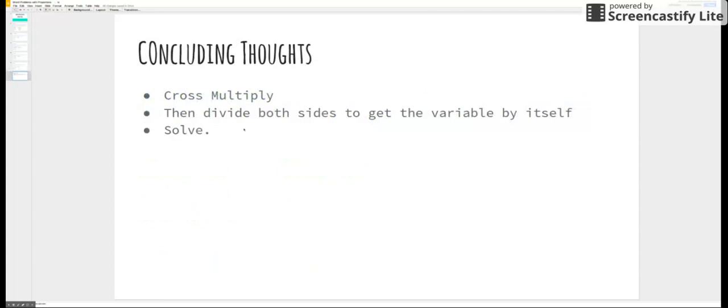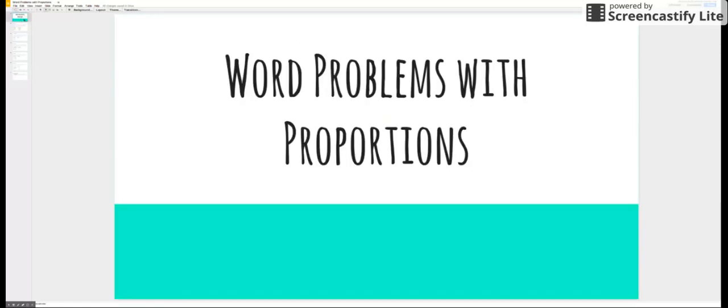So here are some concluding thoughts. First, you need to make sure you cross multiply. Then you need to divide both sides to get the variable by itself. And then you solve. All right, I hope you learned how to solve word problems with proportions.